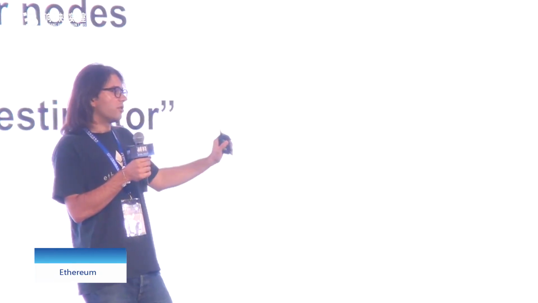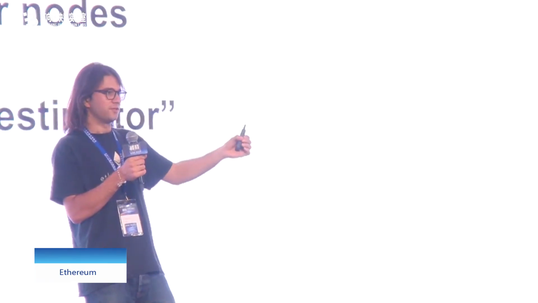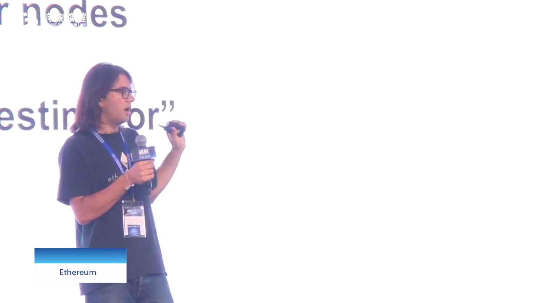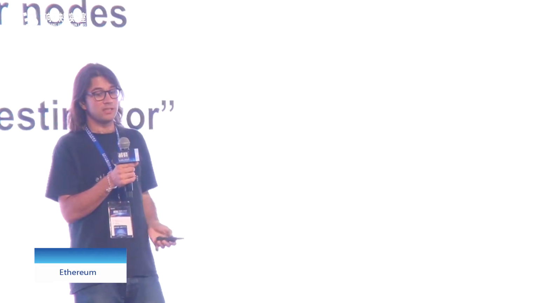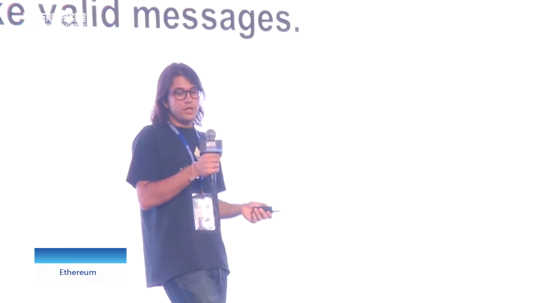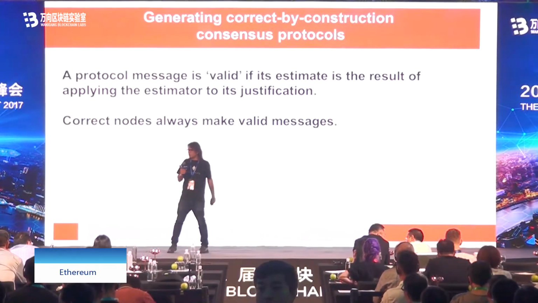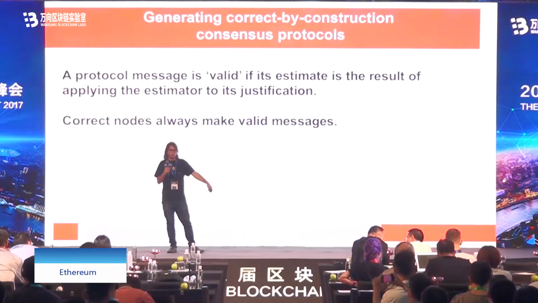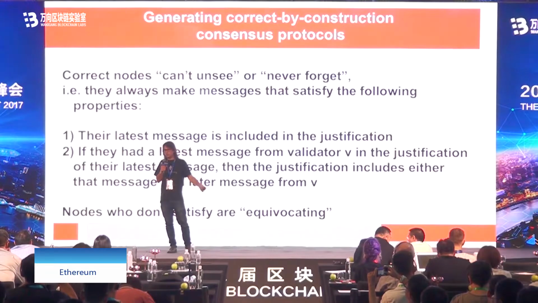Finally, for all the protocols that I've specified, the estimator, which is this kind of deterministic function of sets of messages, is only a function of the latest messages that they've received from other validators, and a function of the weights. A protocol message is valid if the estimate is the estimator of the justification, and only Byzantine nodes would ever make invalid messages.